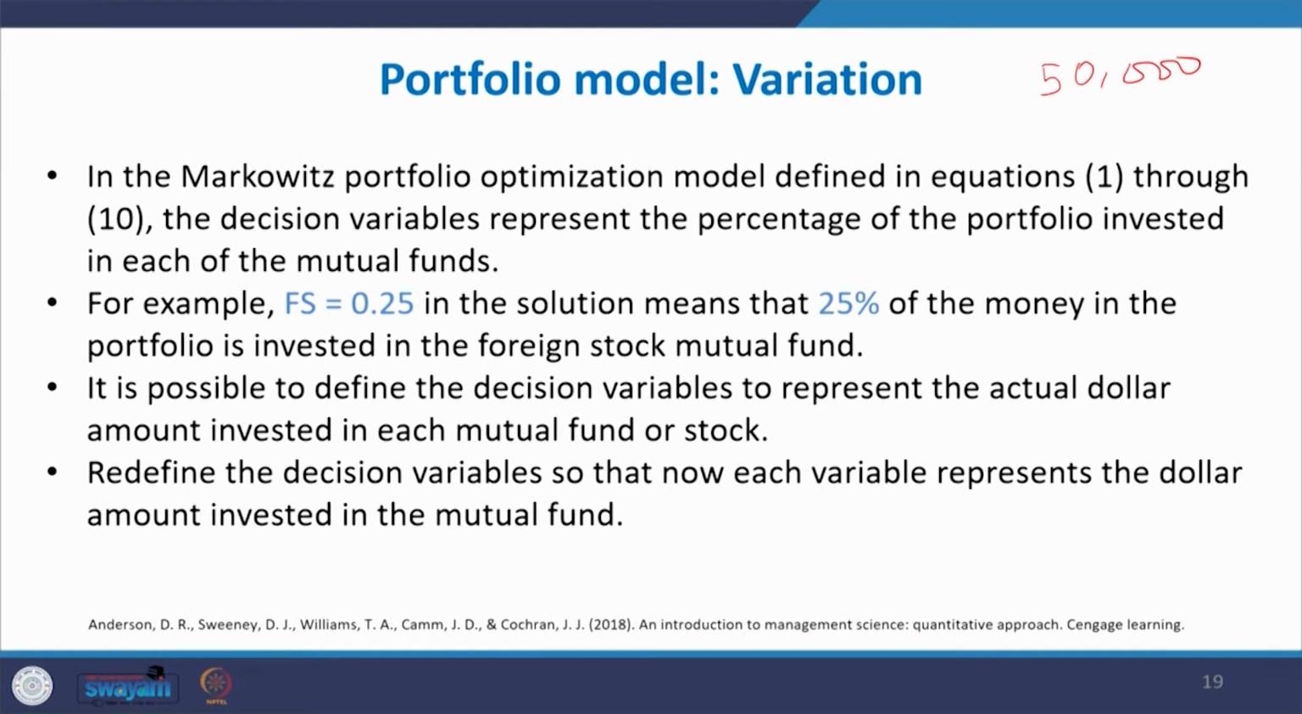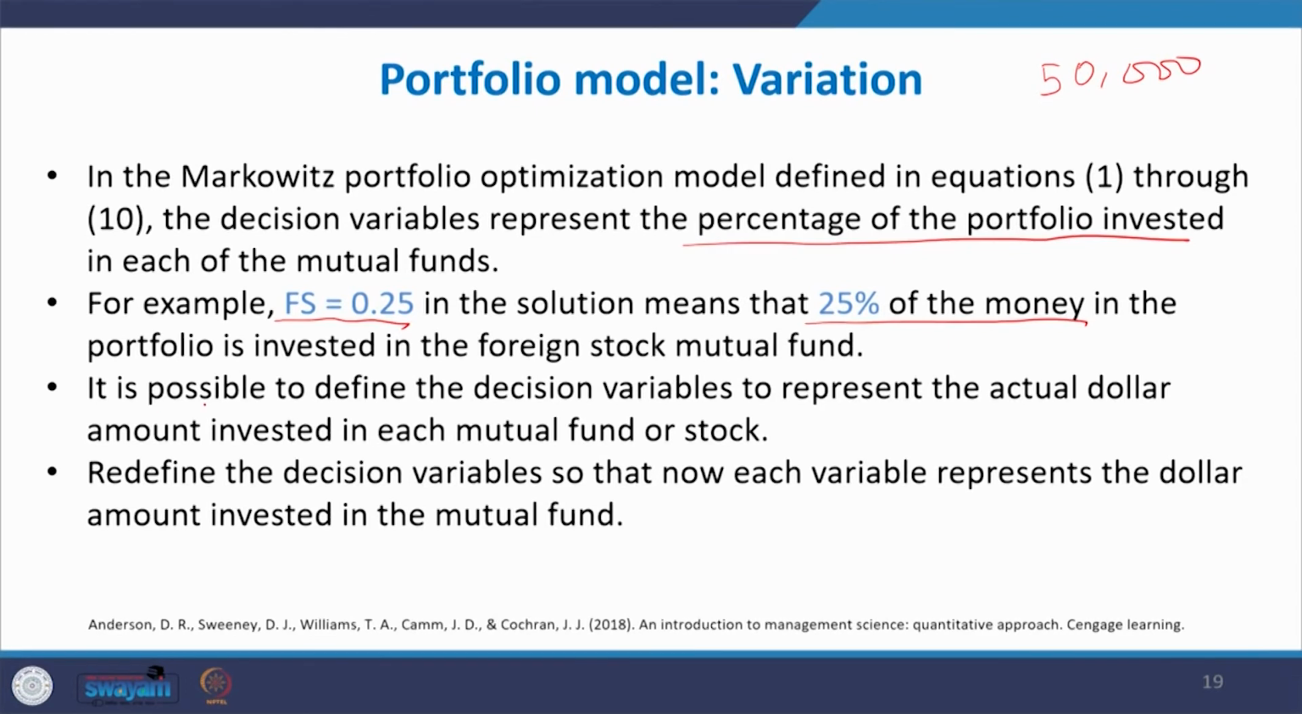In the Markowitz portfolio optimization model defined in equations 1 to 10, the decision variables represent the percentage of the portfolio invested in each mutual fund. What is the meaning of that? For example, when I say FS equals 0.25 in the solution, it means that 25 percent of the money in the portfolio is invested in the foreign stock mutual fund.